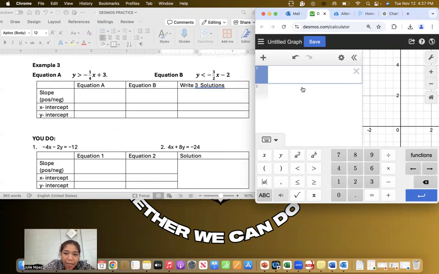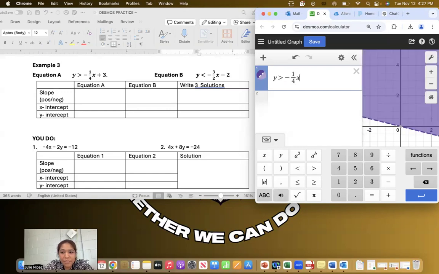So for equation A, I will be typing y is greater than, so divide button. In the middle, let me go back in the middle. So negative 1/4, in the middle is x, plus 3. All right? So you will see, since the symbol here doesn't have the equal to sign, the line here is only a broken line or a dashed line. Okay? And everything in the shaded region can be a solution.